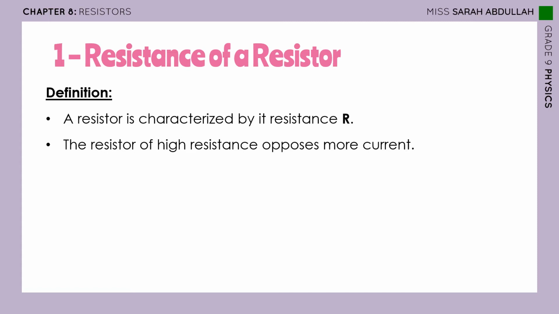And if the resistance is low, it means that I will have more current in the circuit because it doesn't oppose much current, okay? So yeah, the resistor with high resistance simply opposes or resists more current.